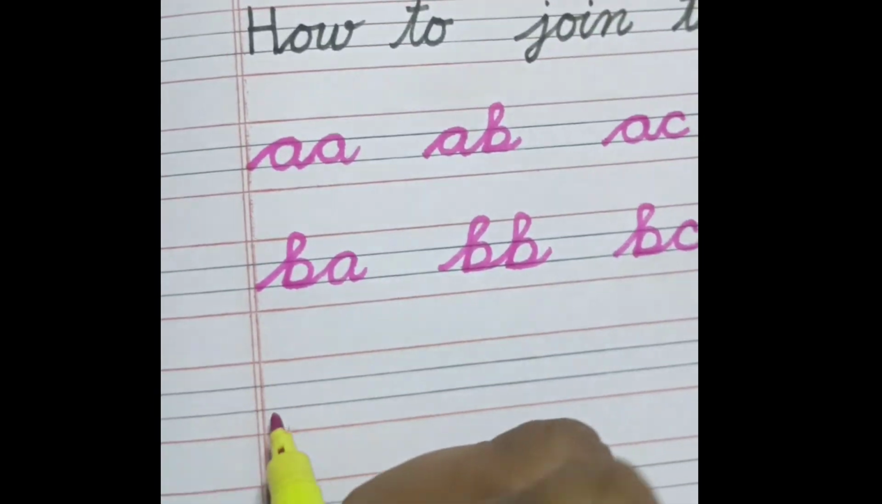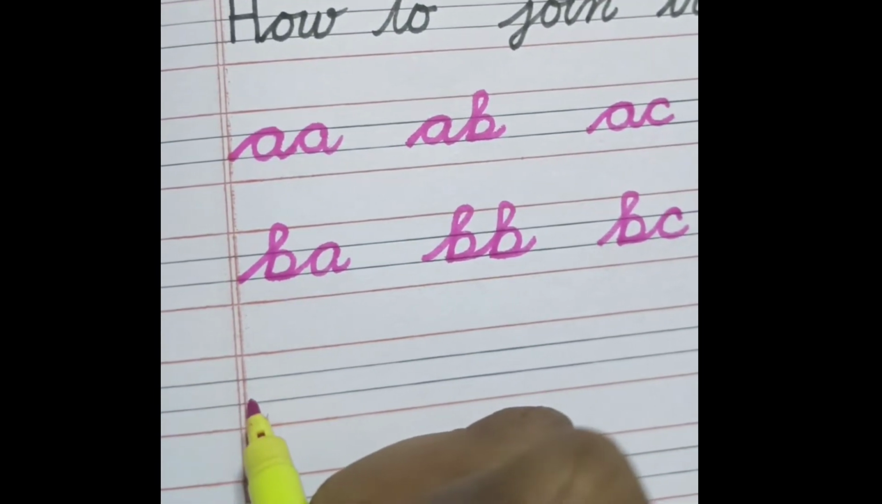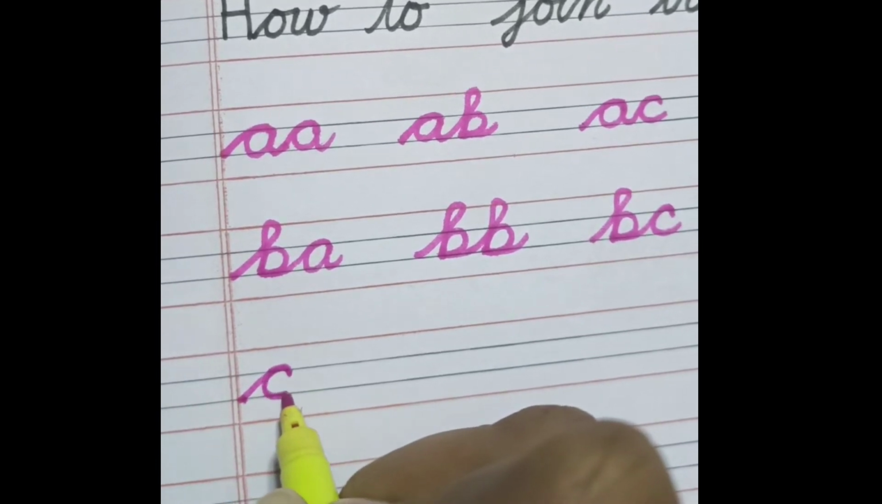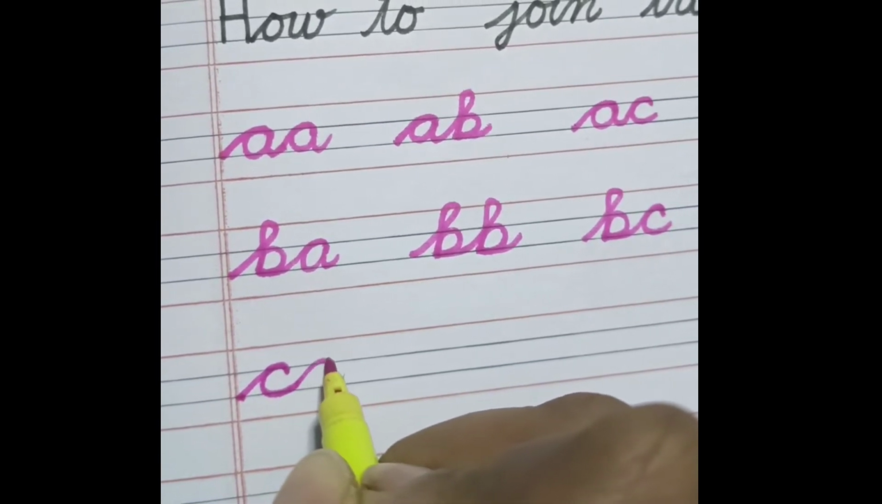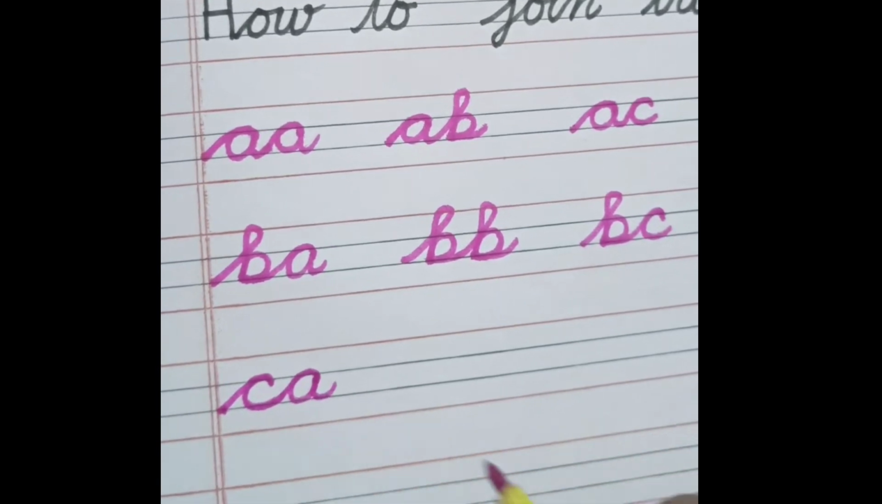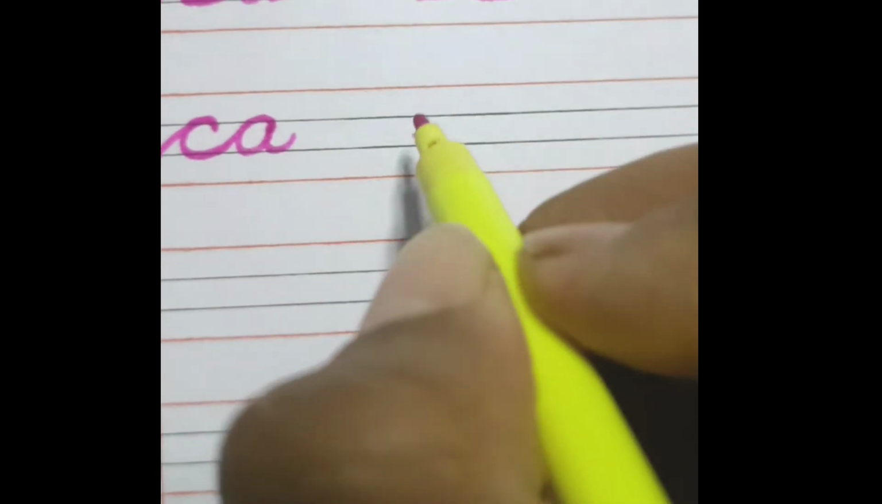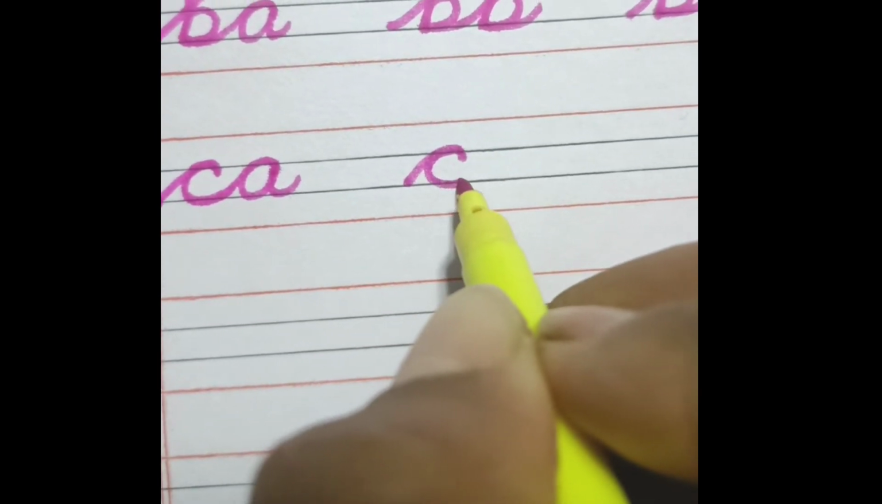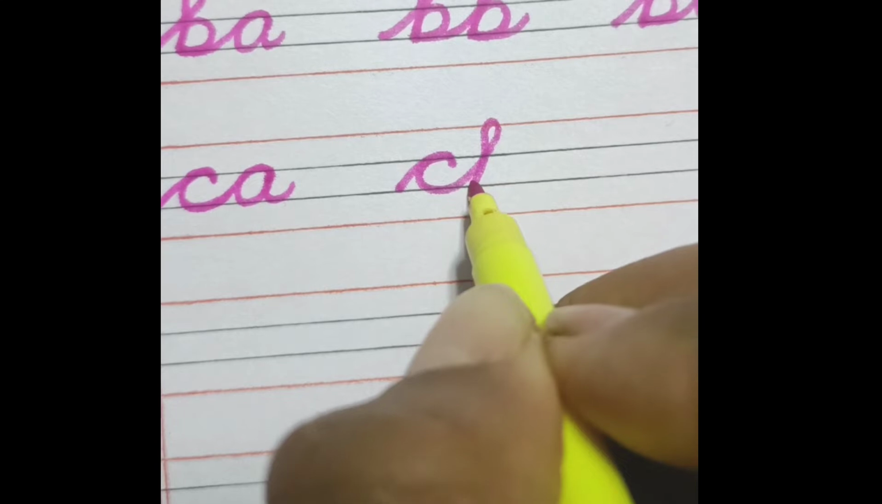Now we will join C and A. Loop, write C, loop and write A letter like this. A. C and join B.